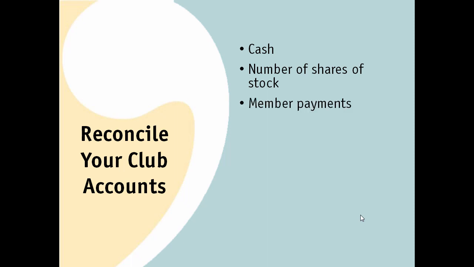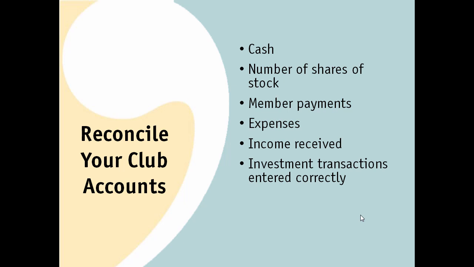Your cash balance in bivio agrees with your financial statements. The number of shares of stock in bivio agrees with what your financial statements show. All your member payment entries are up to date. You've recorded all your expenses that happened prior to the valuation date. All the income you've received has been entered correctly, and all your investment transactions have been entered correctly.